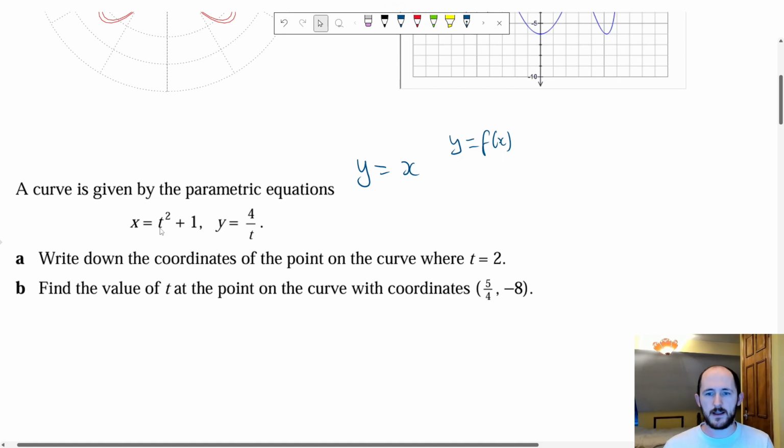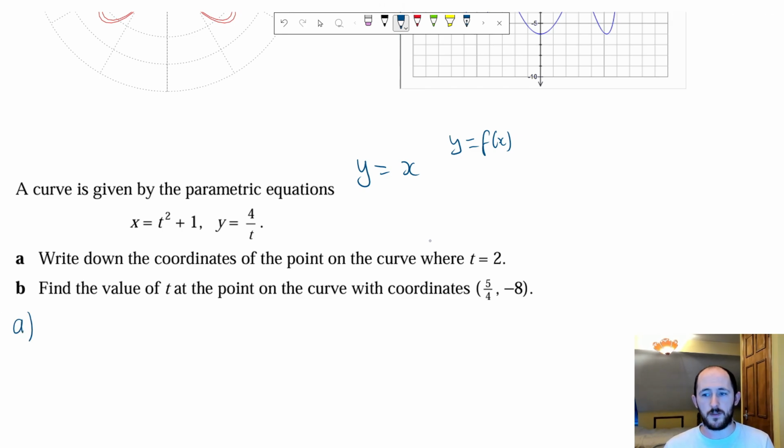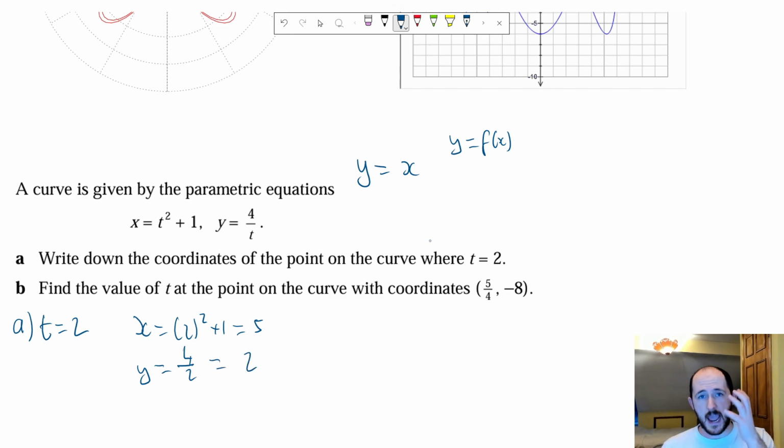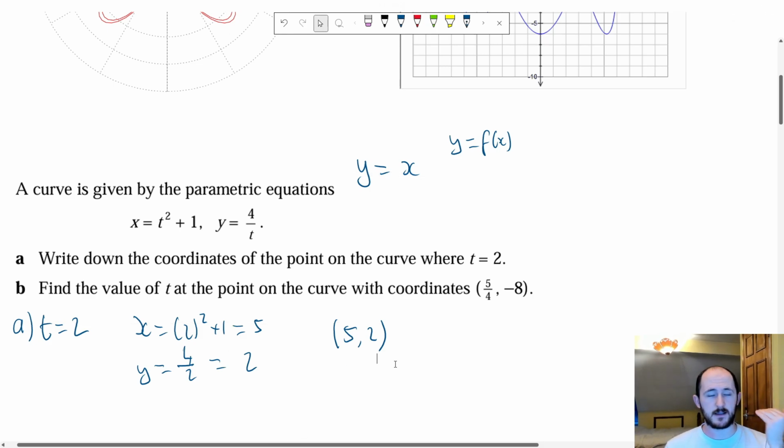Instead, in this set of equations, x and y are based on another parameter, another variable called t. So when I sub in a value for t, for part A it says write down the coordinates of the point on the curve where t equals 2, we sub the value t equals 2 into both equations. So the x coordinate would be 2 squared plus 1, which is 5, and the y coordinate would be 4 over 2, which is 2. Now, this is a set of coordinates in the same way as it is in a normal Cartesian equation. So in that sense, it's completely the same.